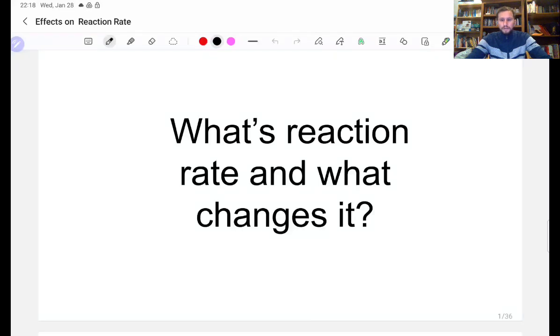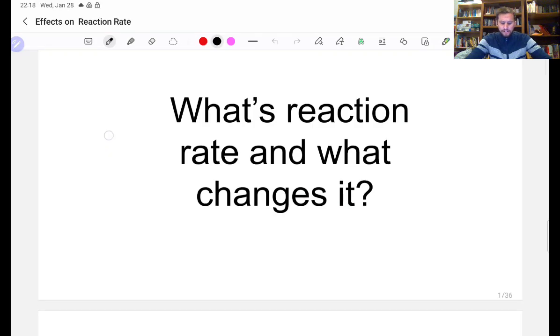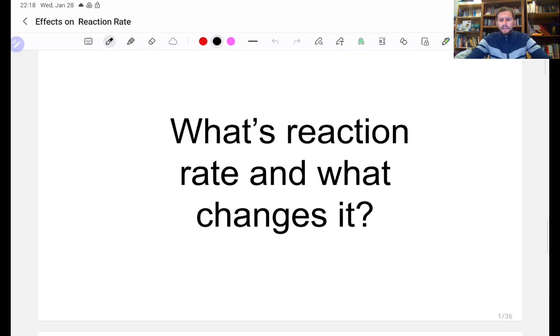Okay, so what's reaction rate and what changes it? That is the question, the essential question of this lesson. What is reaction rate and what impacts reaction rate? Last time we looked at signs of a chemical reaction. What is evidence that a chemical reaction is occurring? So now we're looking at what is reaction rate and what changes it, which is slightly different.